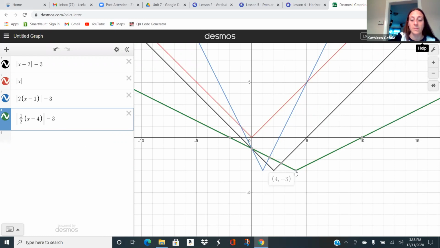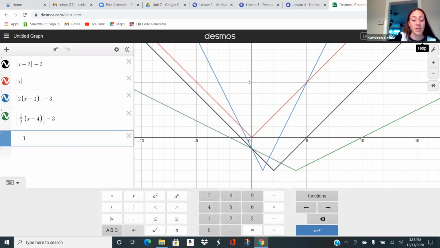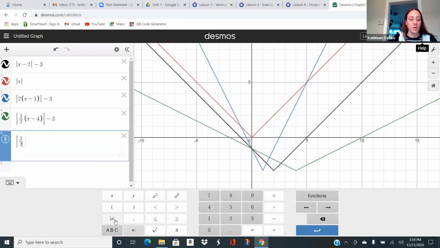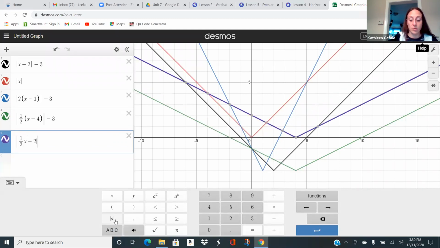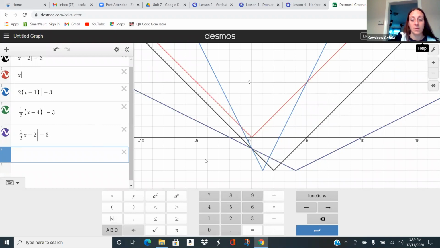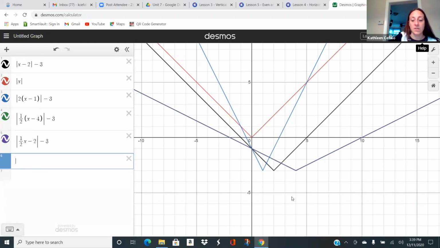Notice your vertex. Okay. And if you want to check, if you're like, wow, this woman's just making stuff up, what if I plugged in that other function? Okay. So what if we did 1/2 x minus 2 minus 3? Notice what happens. We get that same graph right there. Okay. So just so that you can see, these are both the same functions. They both have that same minimum value of 4, -3.